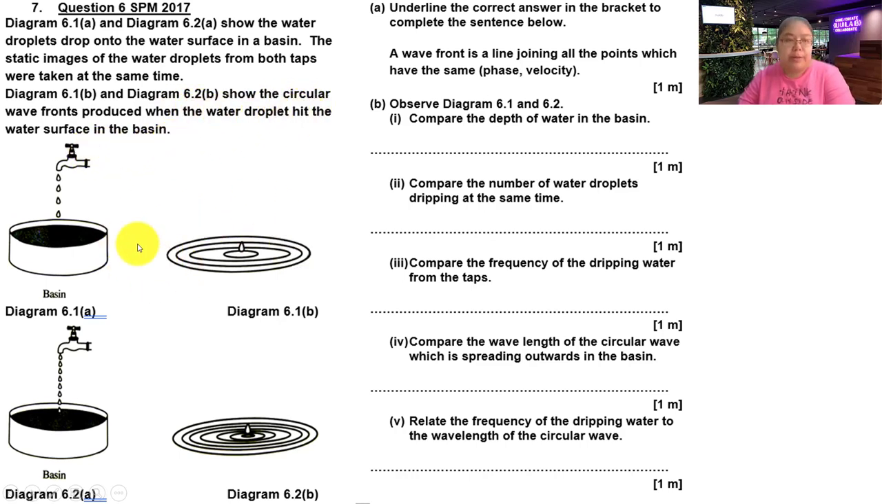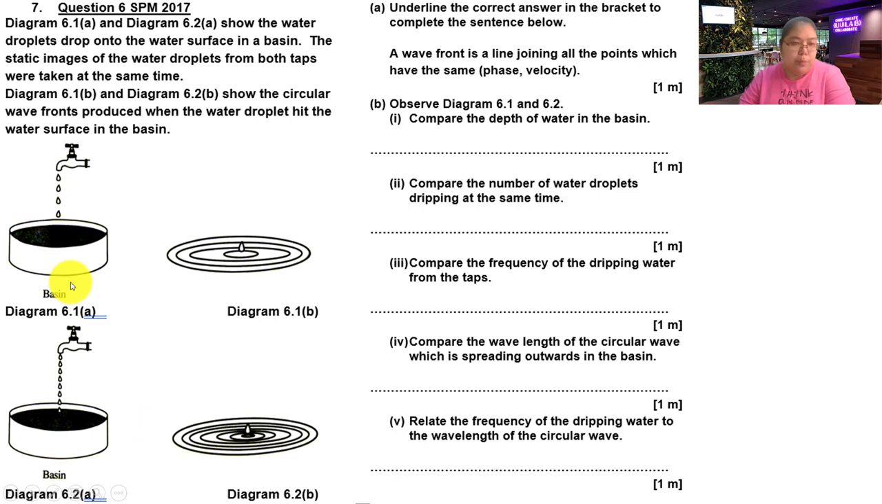So we do the comparison again, because this comparison is an SPM question, and there are about two questions. For section A, they ask about two diagram comparison. This question is easy to get marks, because you just refer to the diagram, then you do the comparison. Okay, now we're going to see the comparison, the first one A and also the 6.2A.